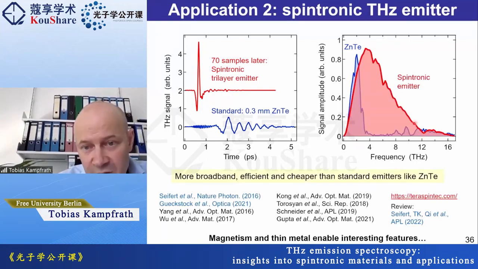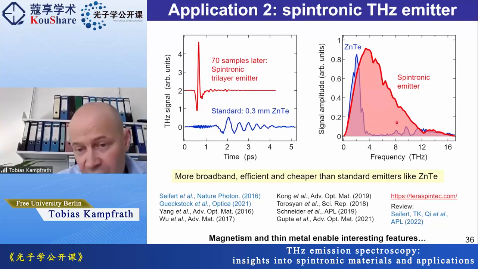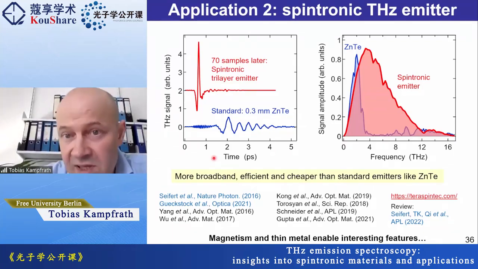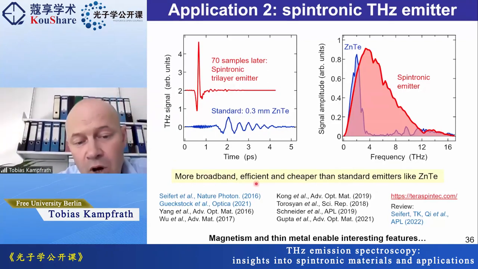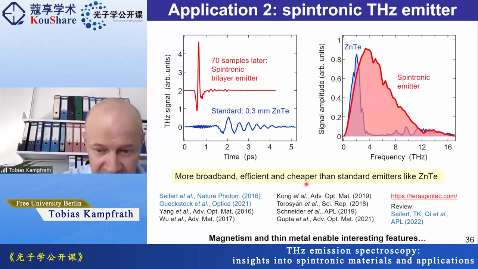And you see that the spectrum from the spintronic emitter now completely fills also the regions in which zinc telluride, for example, does not deliver much amplitude. And this indicates that spintronics is not only interesting for building better computers and information technology, it's also interesting for developing more broadband, efficient, and cheaper emitters of terahertz radiation.